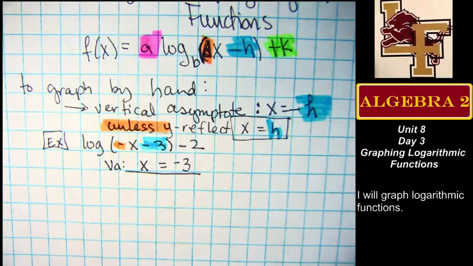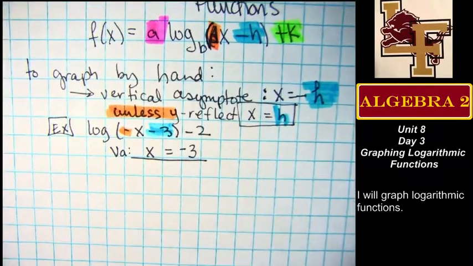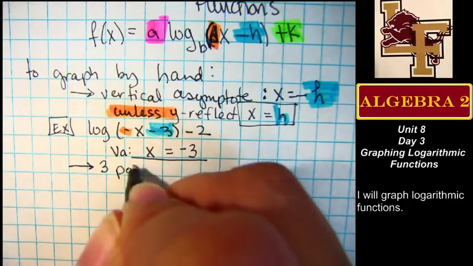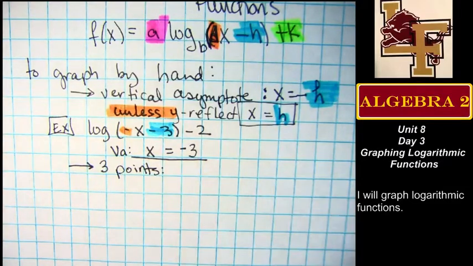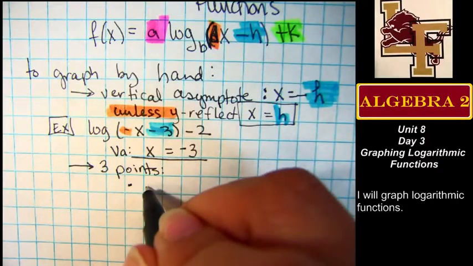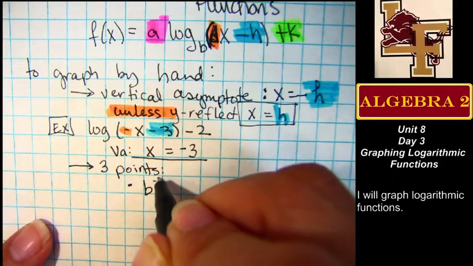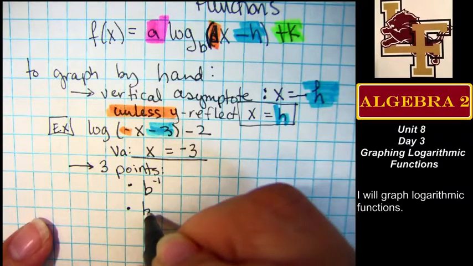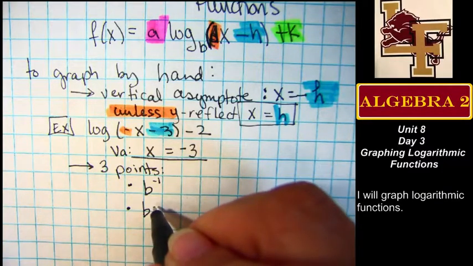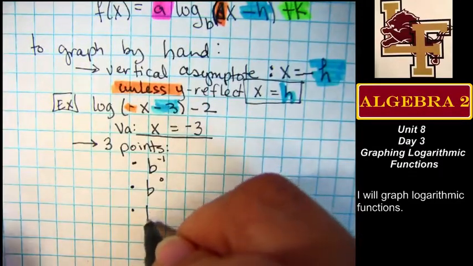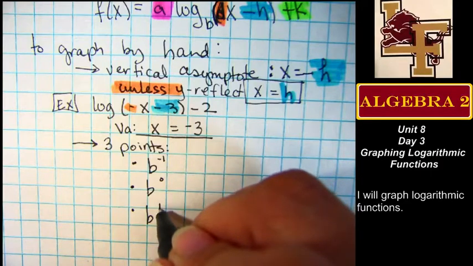The next thing that you're going to need are 3 points. We want to grab 3 points. As easily as I can get this to make sense, I want to know information about where the logarithm's exponent is negative 1, the place where the logarithm's exponent is 0, and the place where the logarithm's exponent is a 1.